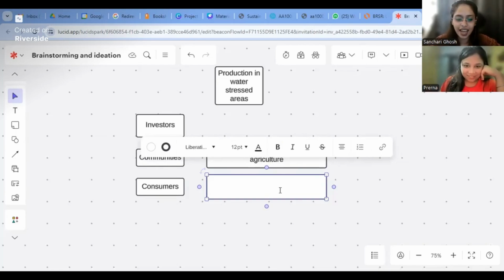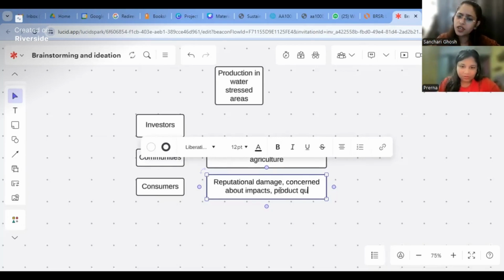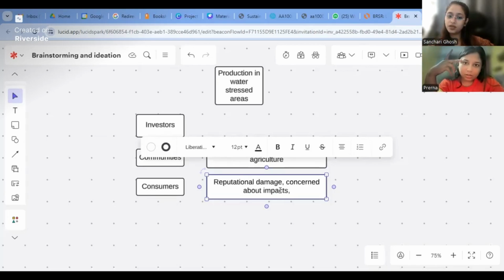So for consumers, I will be more worried about the reputational damage. I will be concerned about the impact on product quality. My thing is, I know these guys are giving me good quality products, but it's the way that they are conducting their business operations that is the whole issue for me. Supply chain management, will it be important for consumers?